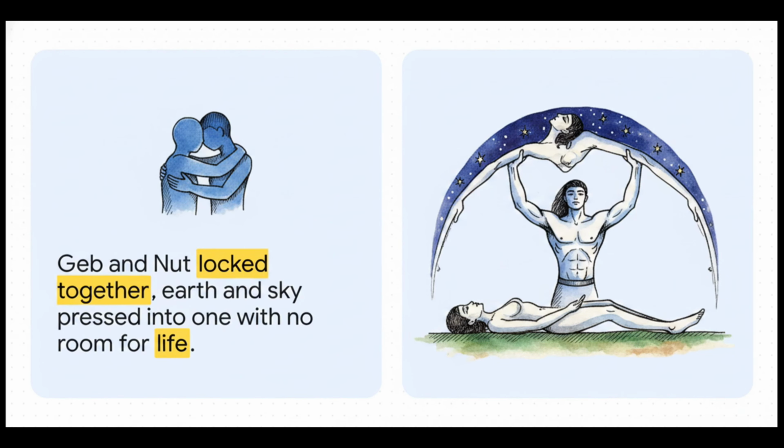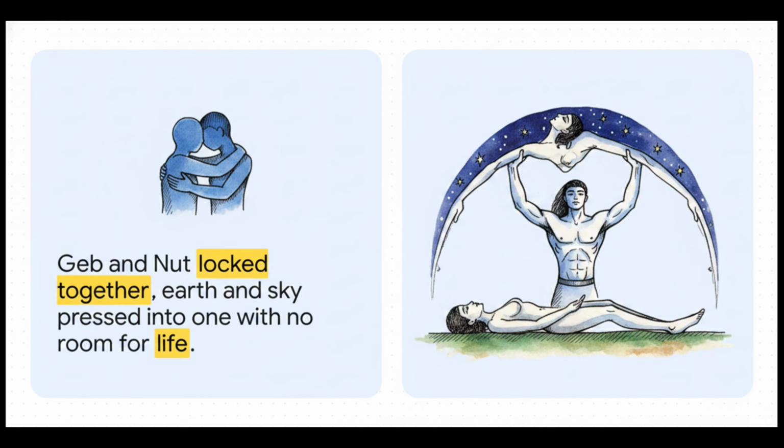Now, as you can see, this illustrates a massive, necessary shift. Shu and Tefnut eventually give birth to Geb, the earth, and Nut, the sky. But at first, we have what is known as the suffocating embrace. Geb and Nut are locked so incredibly tight together that there is literally no room between them. Earth and sky are just pressed completely into one another. There's no space for light, absolutely no space for humans, no space for life at all. It's totally, unbearably claustrophobic.